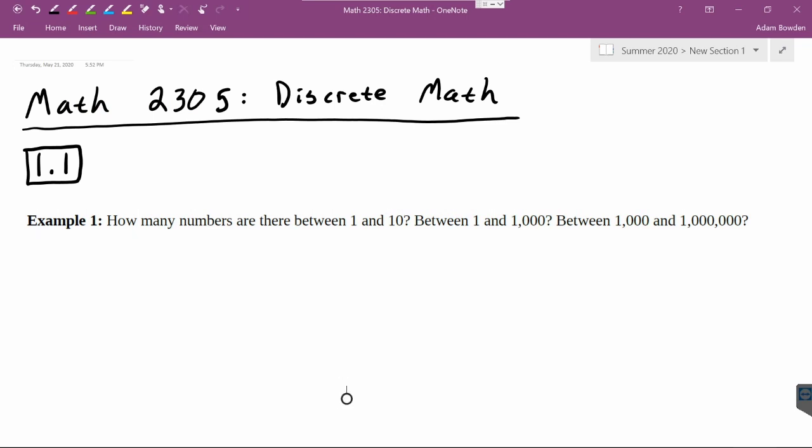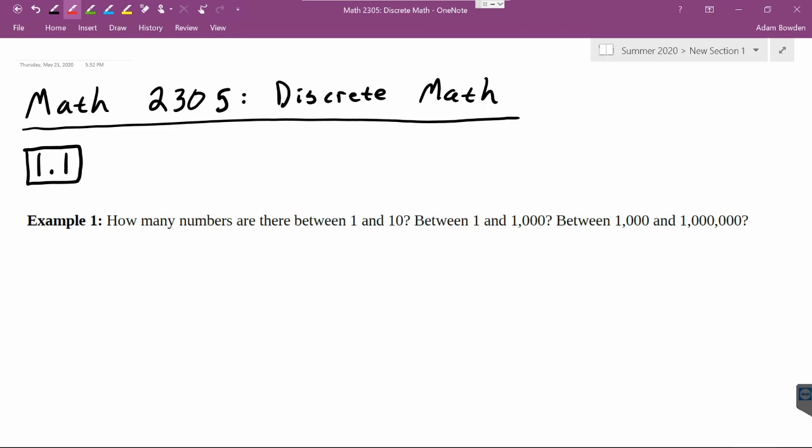So looking at section 1.1, the first example we're going to be dealing with is just looking at how do we count or figure out the number of integers or numbers there are between two given values. So here it says, how many numbers are there between 1 and 10, between 1 and 1,000, or between 1,000 and 1 million? So especially within some of the things we're going to be doing here, we need to be very clear about what we mean in our statement or question.